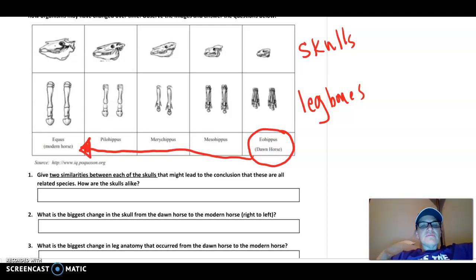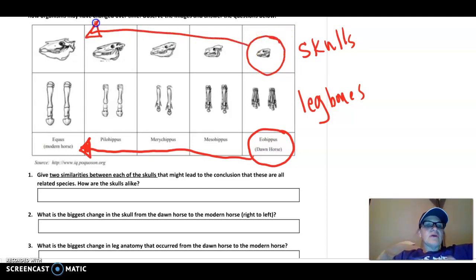Question number 2, when you're looking at the dawn horse skull and then you go up and look at the modern-day skull, what is the biggest change that you can identify? And there's definitely a progression here with what I'm looking for. What's the biggest change from right to left that you see in those skulls? And then number 3, what's the biggest change that you see in the leg anatomy?